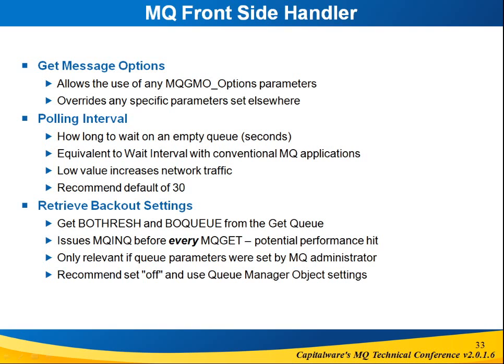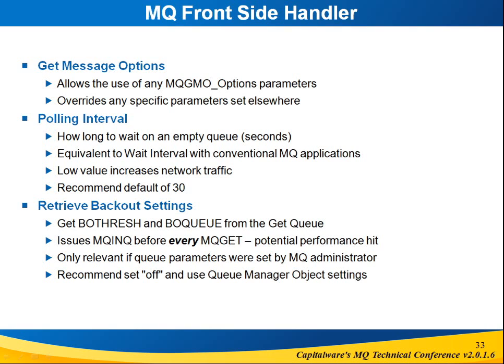If you set this value too low, it means that if the queue is empty, the front-side handler is going to be continually interrupting the queue manager very often to issue another MQ get, which could be, again, counterproductive. We recommend a value of 30 seconds. That's a nice round number that seems to work very well. Anything less than that, you could be impacting the queue manager unnecessarily.